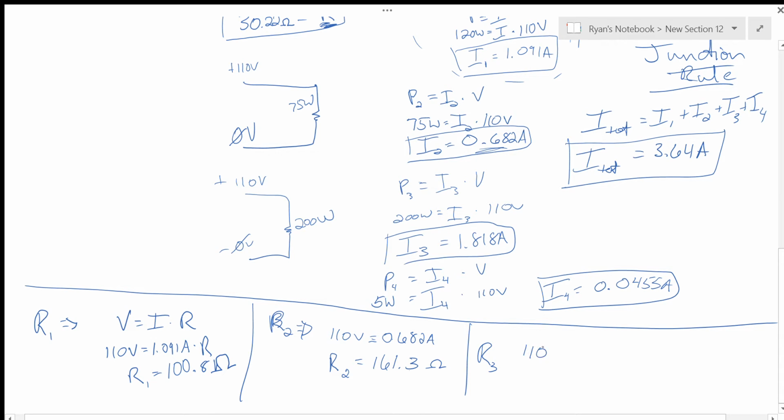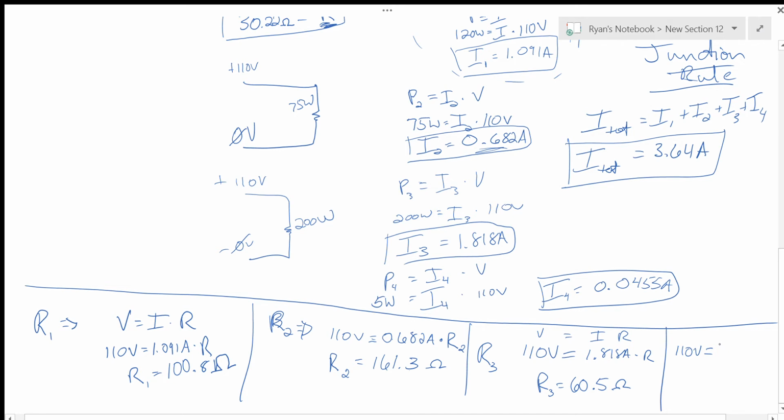Same thing for R3, 110 volts is equal, whoops, should have been times R2 earlier. So this is V equals I times R. That's all I'm doing every time here. 110 volts is equal to I3, 1.818 amps times R. I get 60.5 ohms. And then lastly, R4.